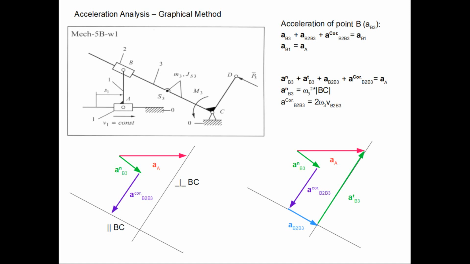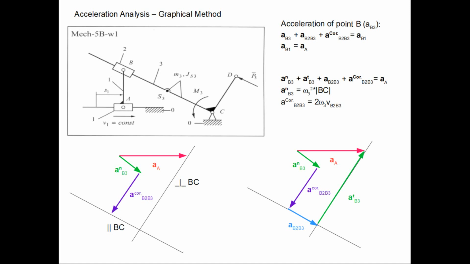And there are two more vectors of which only the direction is known to us, because for AB3 tangential, we know the direction, it must be tangential to the rod BC, which moves in a rotational motion, and of course we know the direction of AB2 B3 because this must be along the rod BC. It is the acceleration in relative motion of a slider 2 with respect to the rod BC.